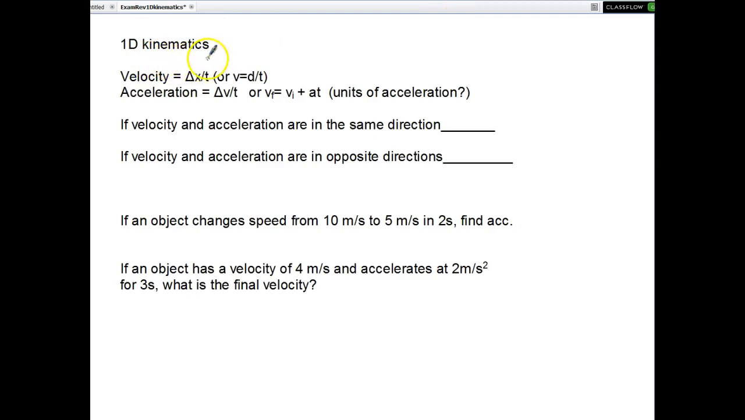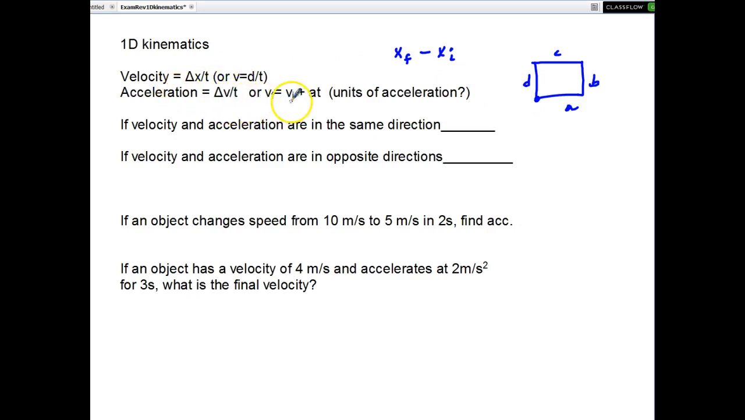One-dimensional kinematics. Remember, velocity is a change in position over time. Displacement is our final position minus our initial position. That is how far you are from where you started. Remember, distance is the total distance you travel. So if you went around this square, your distance would be A plus B plus C plus D. But if you end up back where you started, your displacement would be 0.